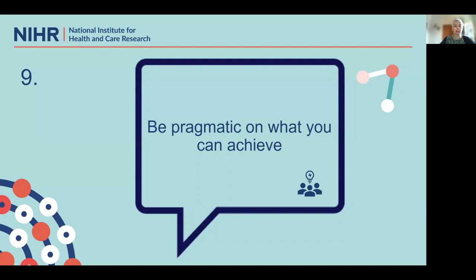There are a lot of research questions that need answering regarding how to make audit and feedback more effective, but jumping in to test them all may alienate the clinical audit. Start slowly and be pragmatic as to what the audit can achieve is tip number 9.